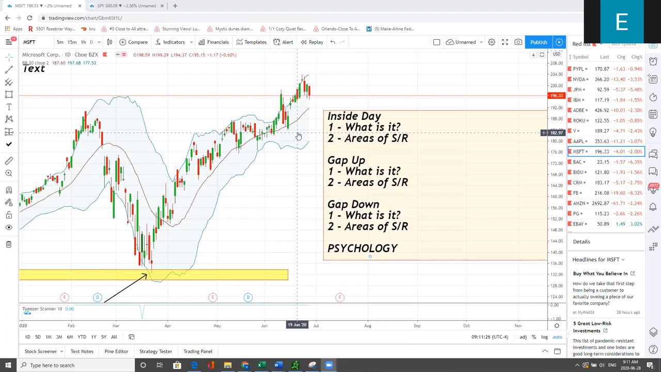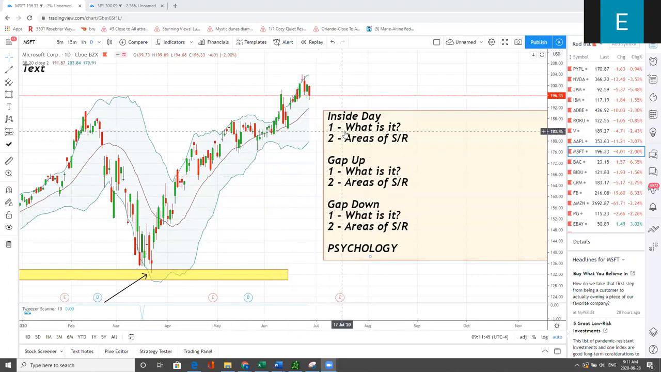Okay, so the first thing that we're going to look at are the three types of days that occur in the stock market. No matter what happens each day, we can separate the day into these three categories: an inside day, a gap up, or a gap down. So let's start off with the inside day. What is an inside day?